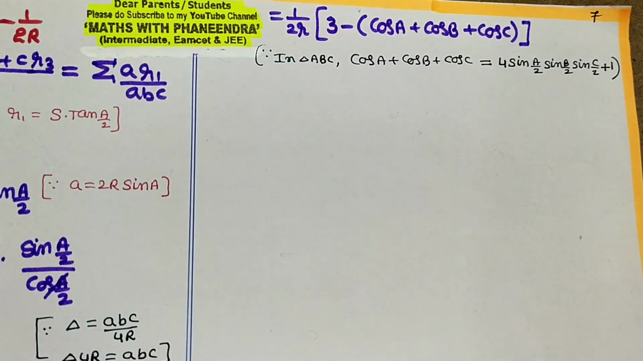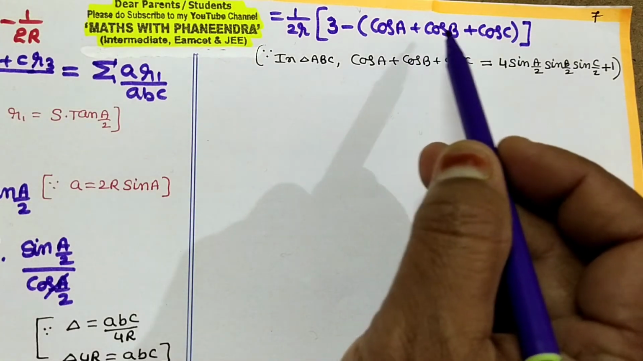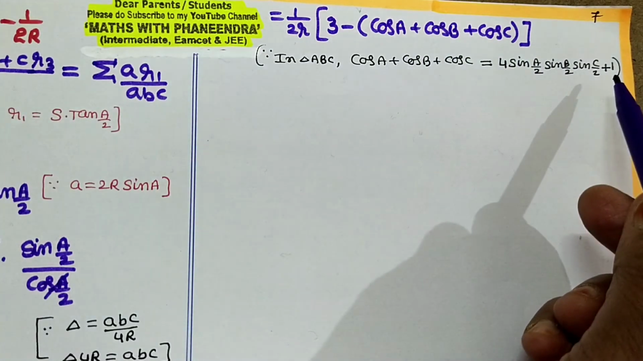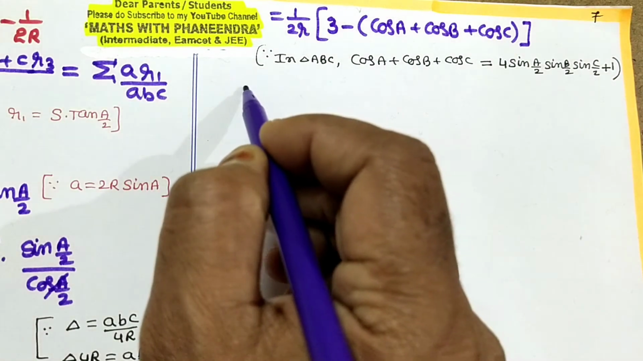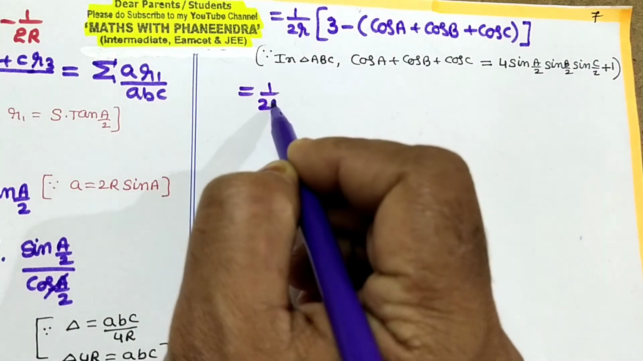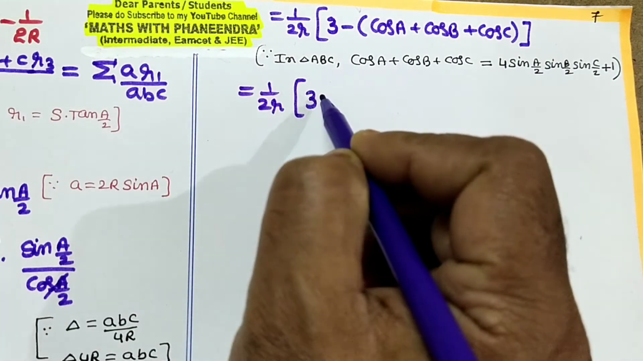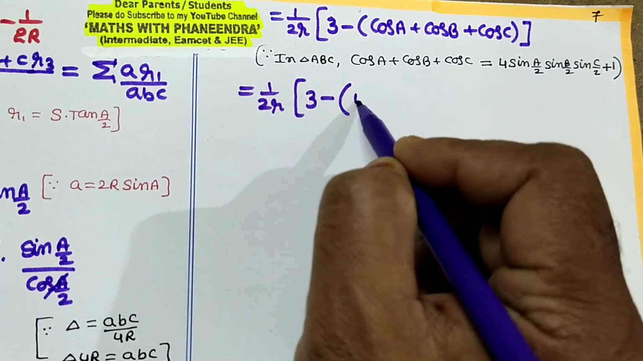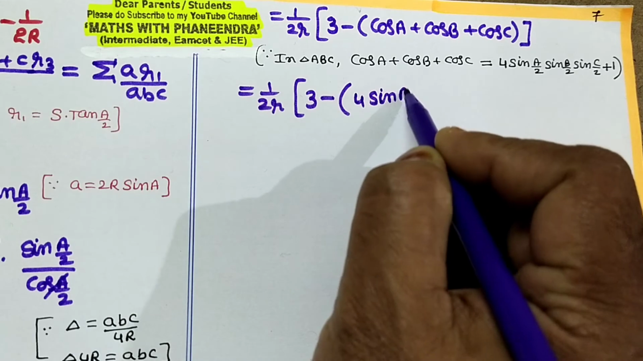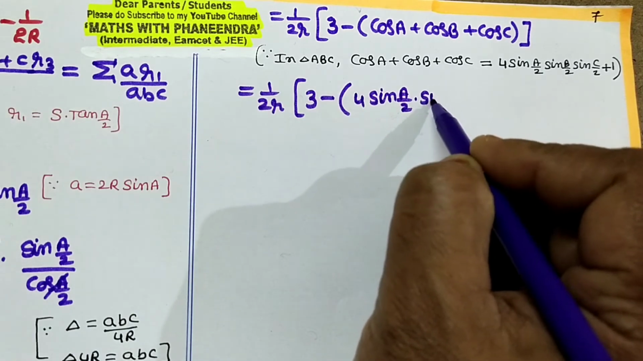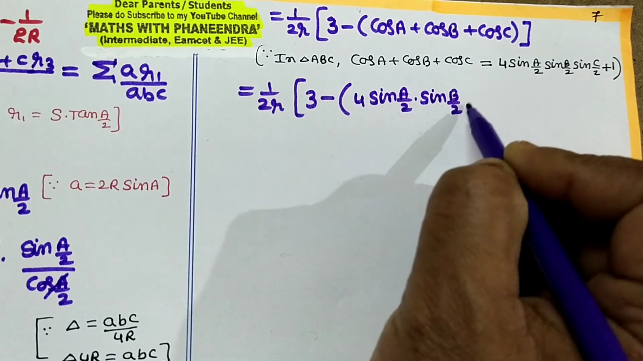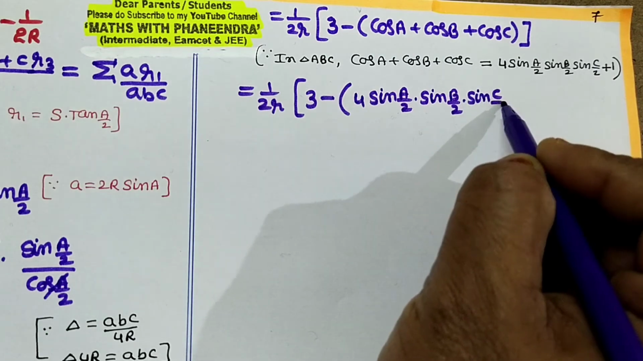So in triangle ABC, cos A plus cos B plus cos C equal to 4 sin A by 2, sin B by 2, sin C by 2 plus 1. Wherever cos A plus cos B plus cos C is there, you have to replace with this value. Therefore, it becomes 1 by 2r, 3 minus 4 sin A by 2, sin B by 2, sin C by 2 plus 1.